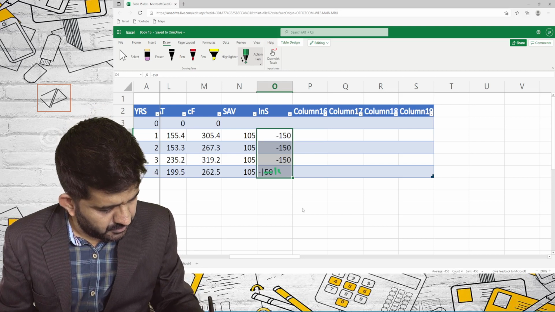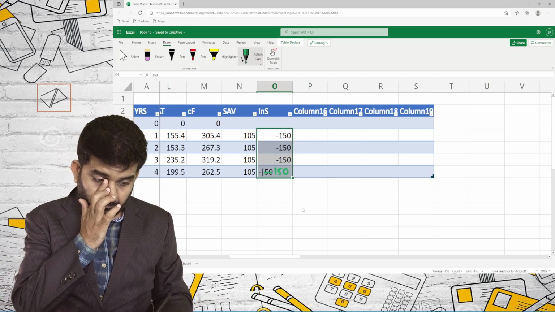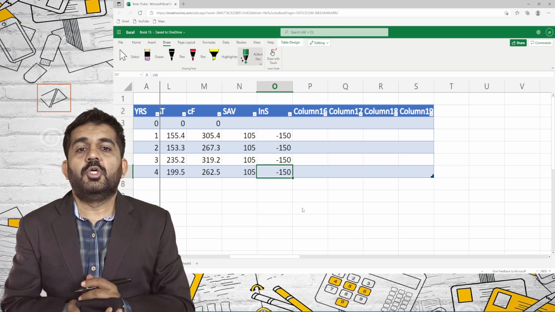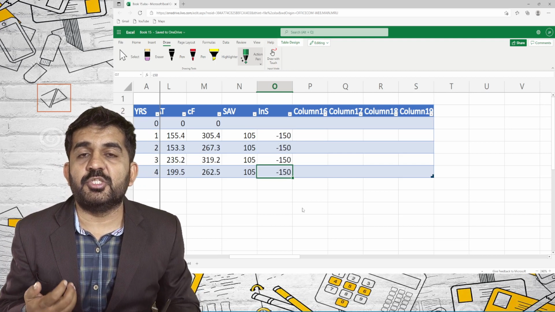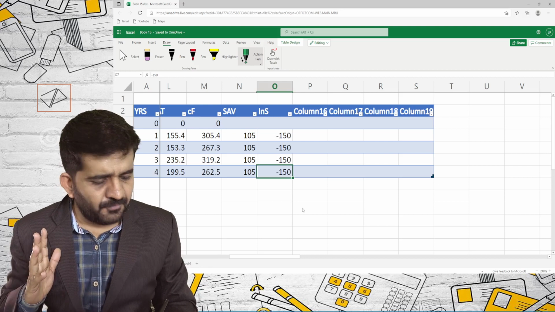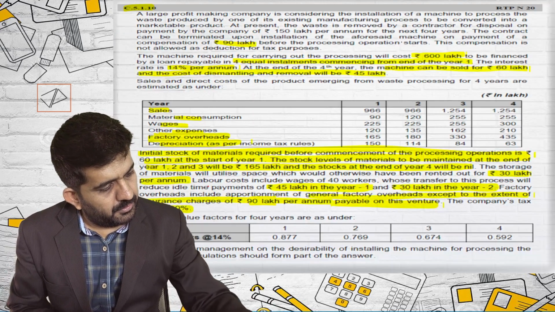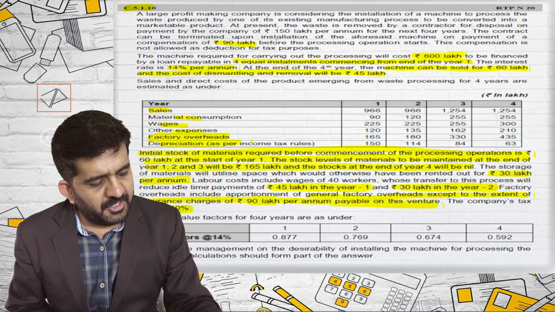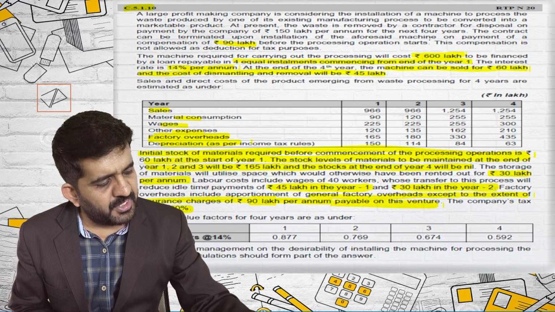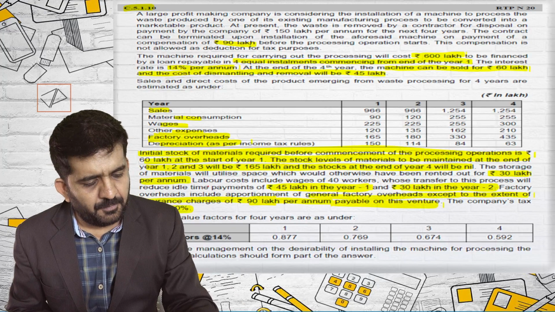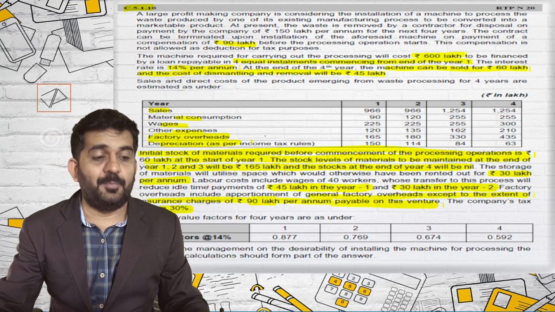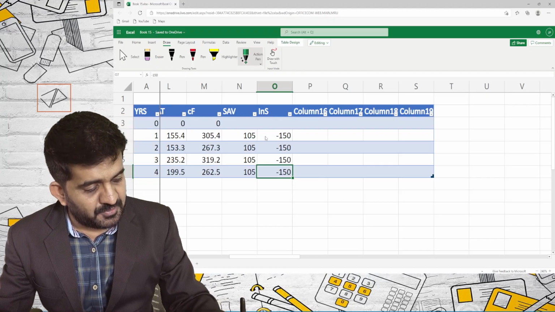It is minus 150. So for each year I am paying an installment of 150 lakhs. The contract can be terminated upon the installation of the aforesaid machine on the payment of compensation of 90 lakhs. So I'll have to pay 90 lakhs at the end of 0 year.